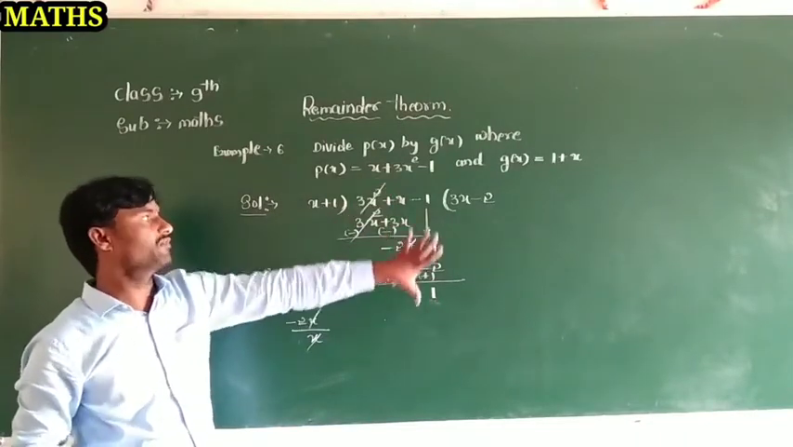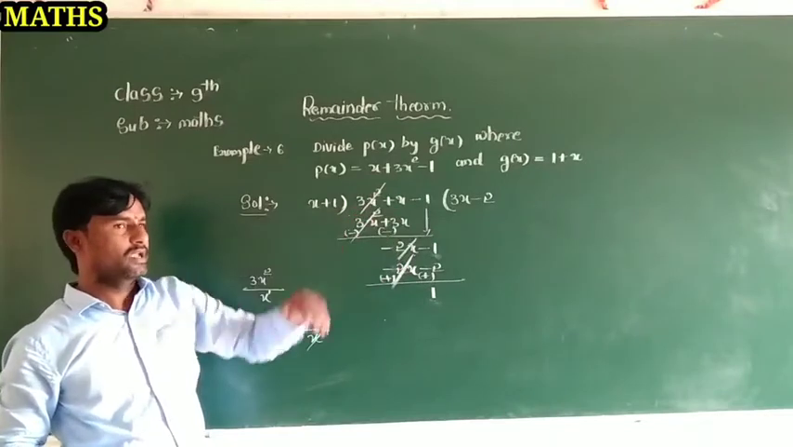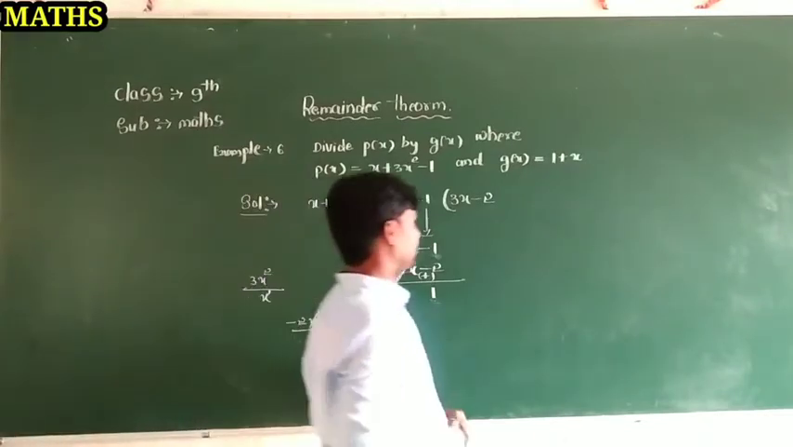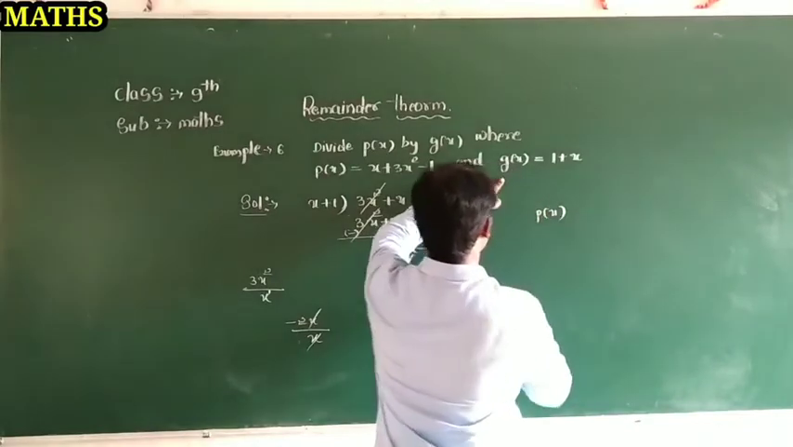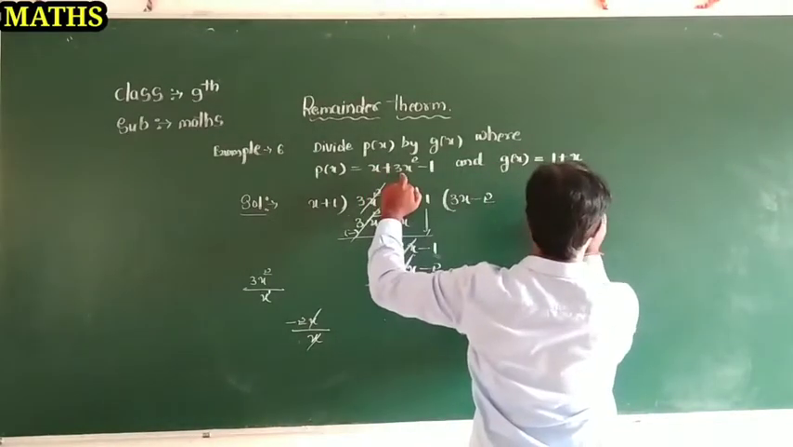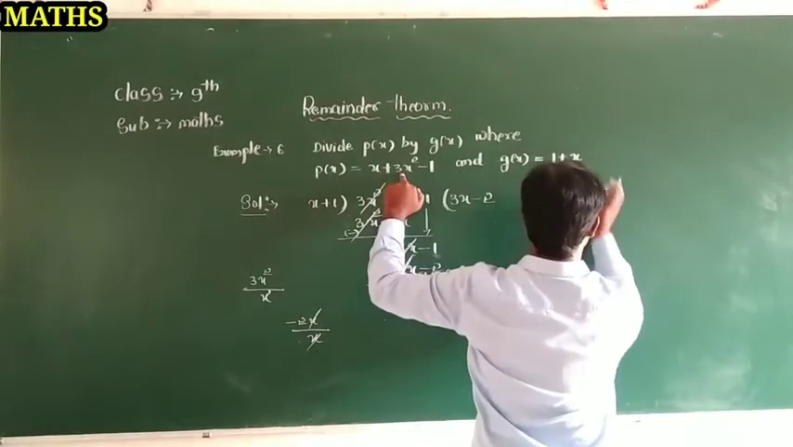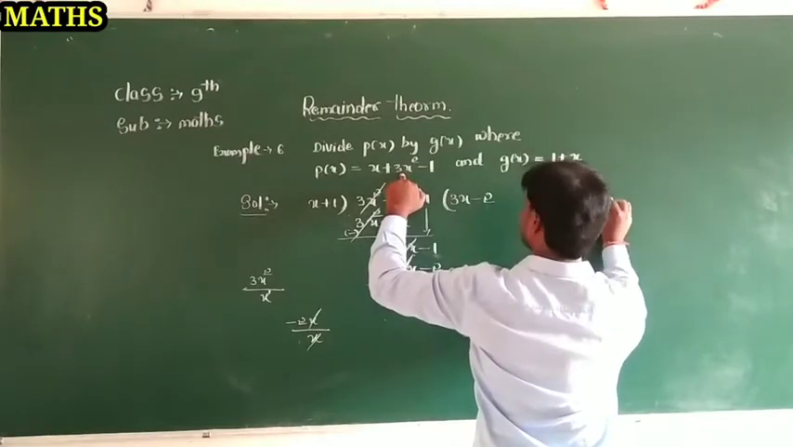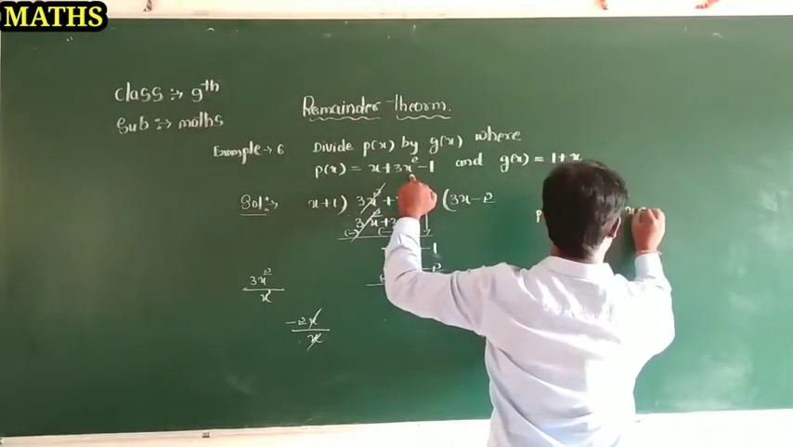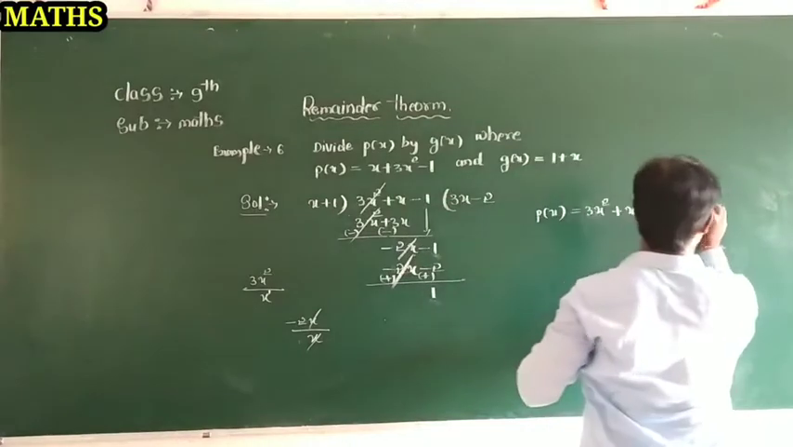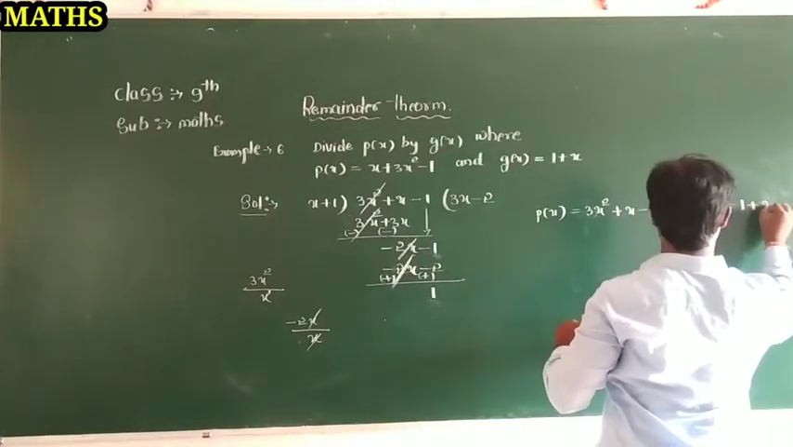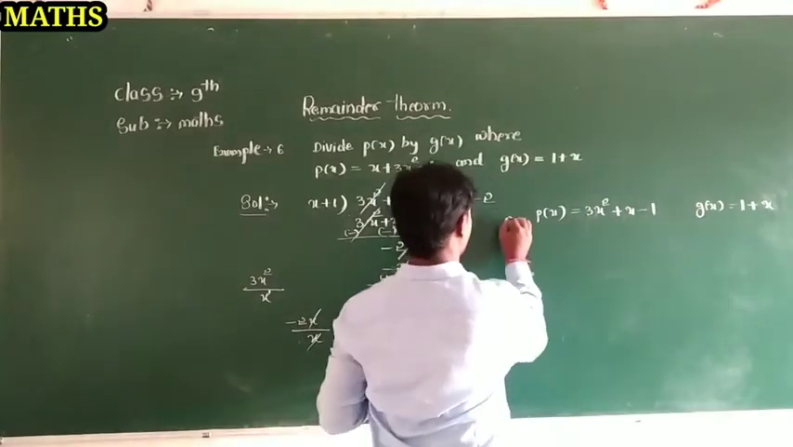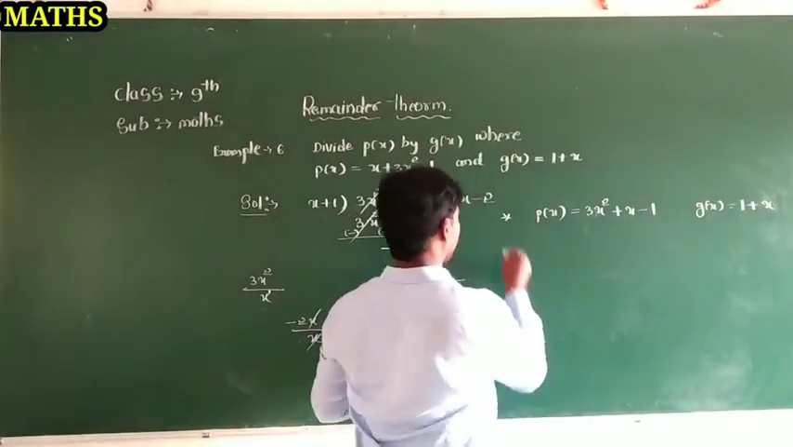This is one of the methods. In our syllabus, there is another method. What is that? The P of x. Look at the board, dear students. P of x is equal to, when we write it in descending order, 3x square plus x minus 1, and g of x is equal to 1 plus x, dear students. This is the second method.